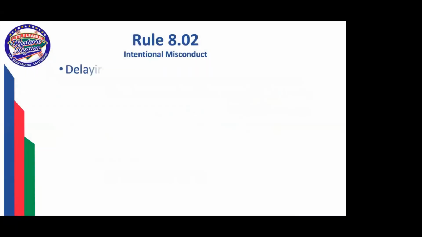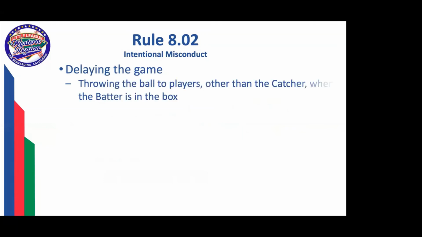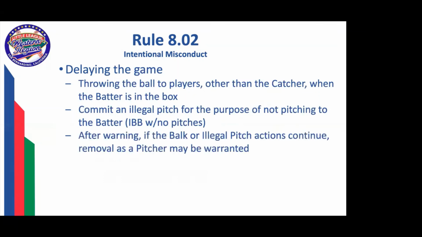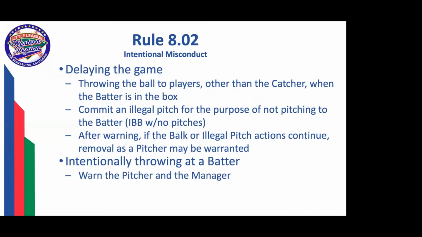Intentional misconduct, such as delaying the game for any one of these reasons: throwing the ball around while the batter's ready, committing an illegal pitch for the purpose of not pitching to the batter. For example, trying to give an intentional base on balls without throwing pitches. After warning, the removal of the pitcher may be warranted if the pitcher continues the misconduct.